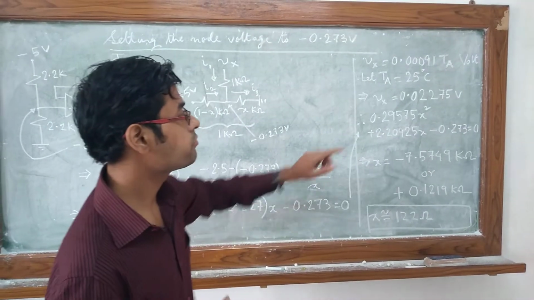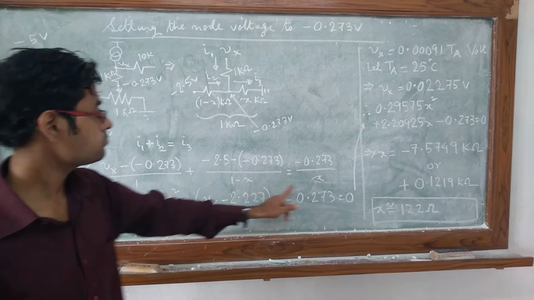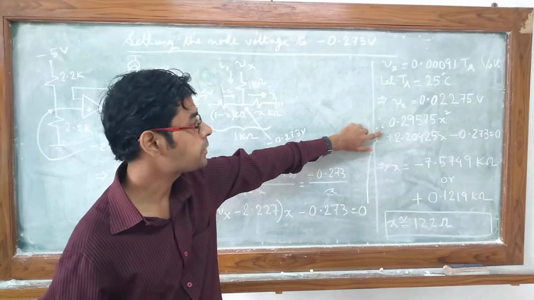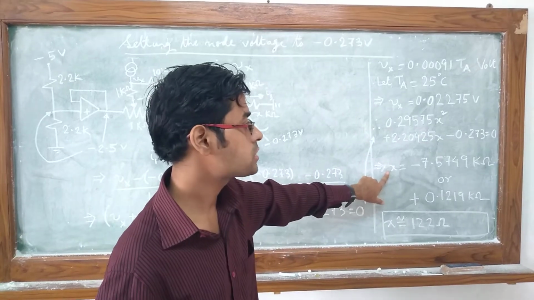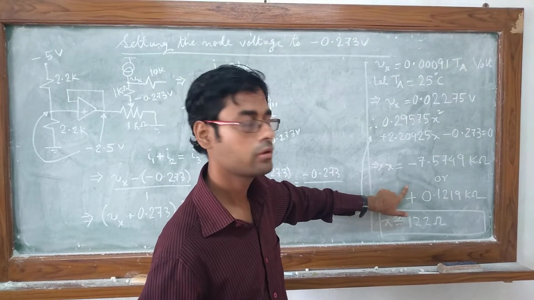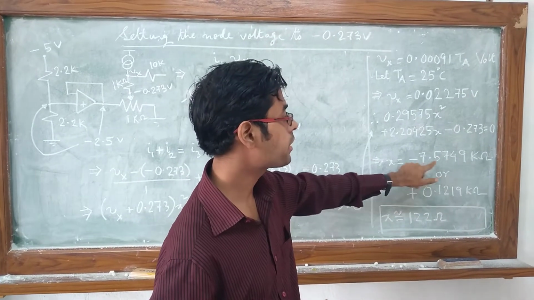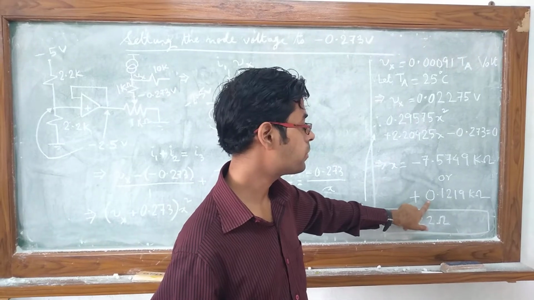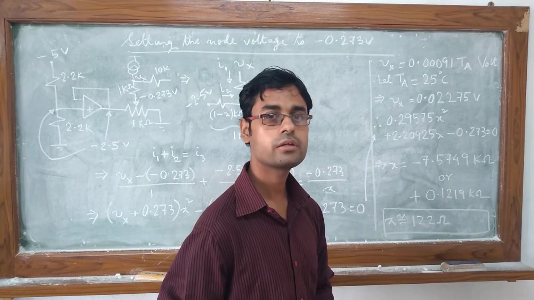and substituting Vx in this equation, we arrive at this quadratic equation, upon which if we solve it for x, we obtain two values. Both the values will be real, but one of them is negative and must be discarded, and we retain the positive number, and this is equal to 0.1219 kilo ohms.